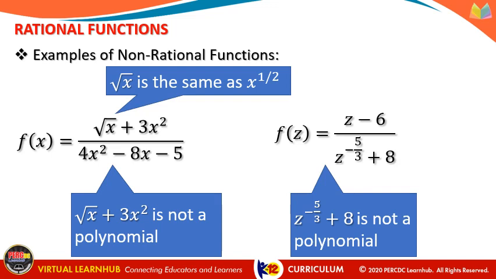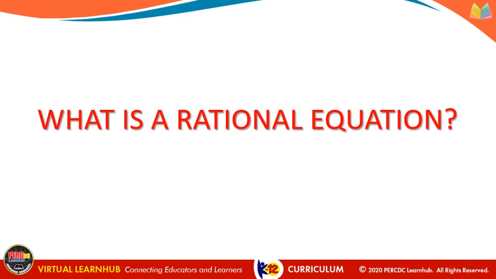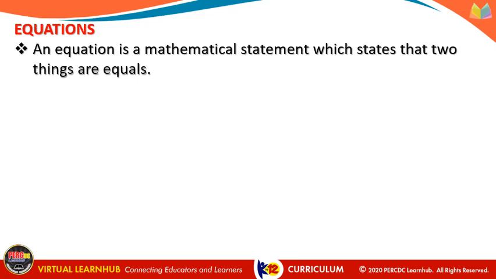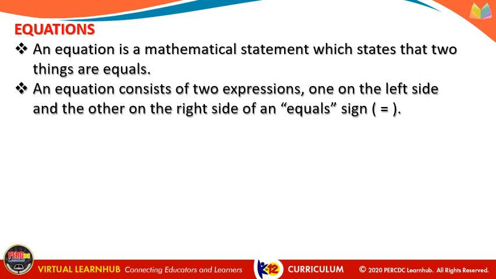Alright, so I hope clear po sa atin ito. So we're done with our first term. Puntahan naman natin yung pangalawang term natin. Ano naman ang isang rational equation? Or ano naman ang isang rational equality? So first, i-define muna natin. Ano ba ang isang equation? An equation is a mathematical statement in which it states that two things are equal. O di kaya, an equation consists of two expressions, one on the left side and the other on the right side of an equals sign.